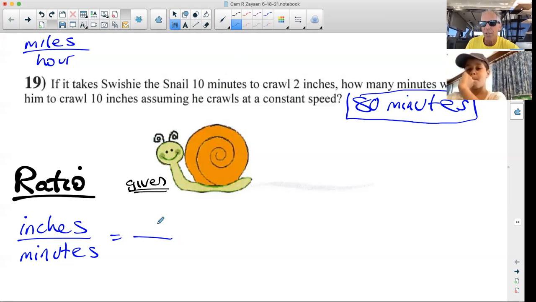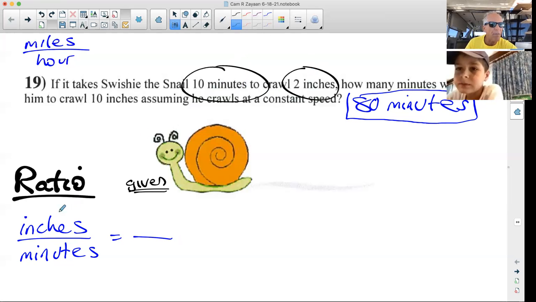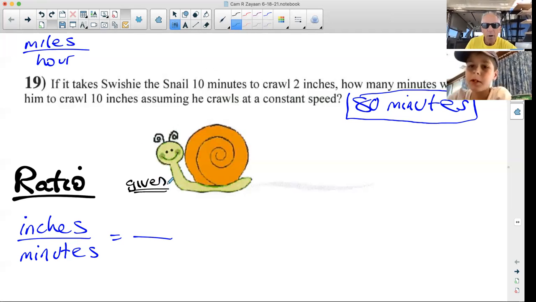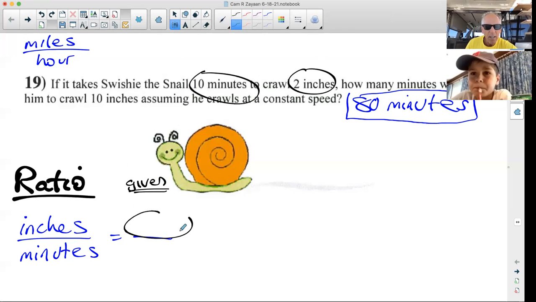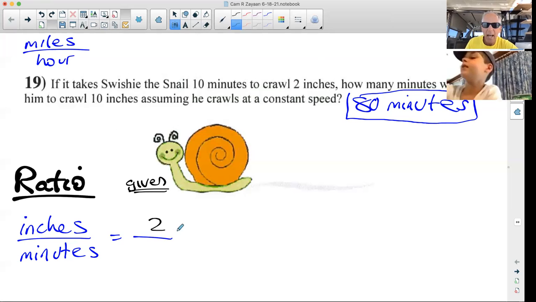What should I put on the inches? Cam, it's right here, buddy, right in front of you. I asked you about the inches on the top of the fraction. Is it a 2 or is it a 10? What goes here next to this ratio? Of course it's a 2 because it says 2 inches. And then it's 10 minutes. And then minutes, so you say 2 over 10.